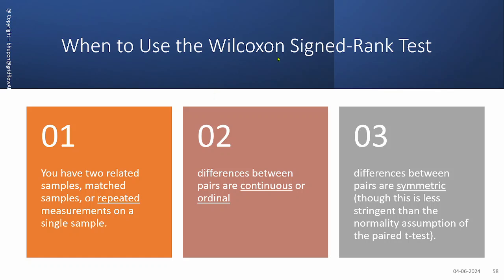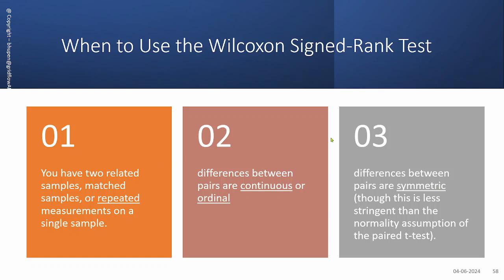So when to use Wilcoxon? When we are talking about repeated measurements, paired measurements, or matched samples. That's where we use the Wilcoxon signed rank test. The differences between the pairs are continuous or ordinal. Now, this is an advantage of the non-parametric test. You can use ordinal data as well as continuous data. With the usual t-test, you cannot use ordinal data.